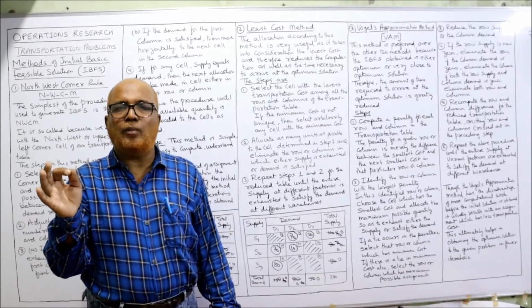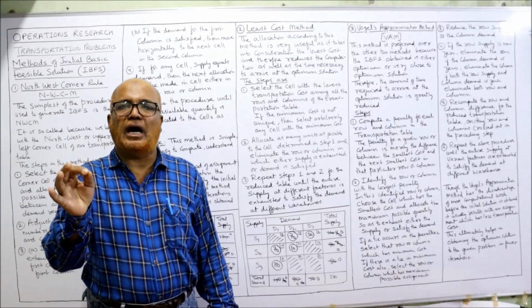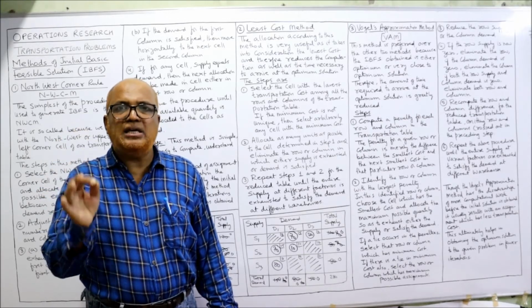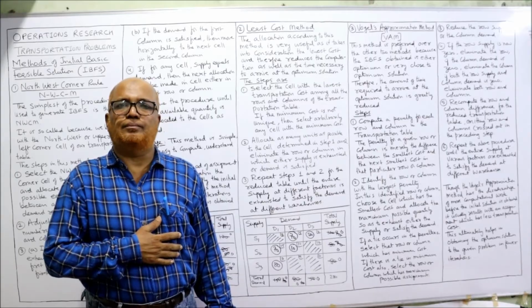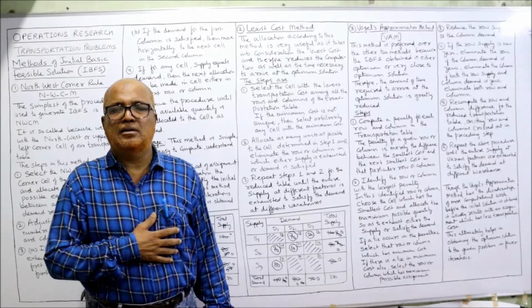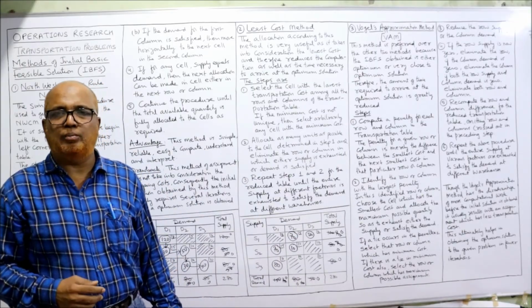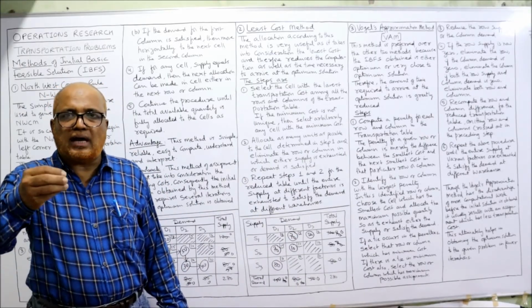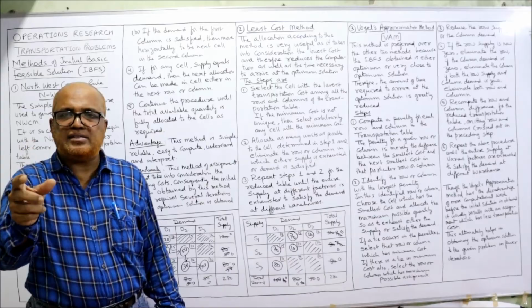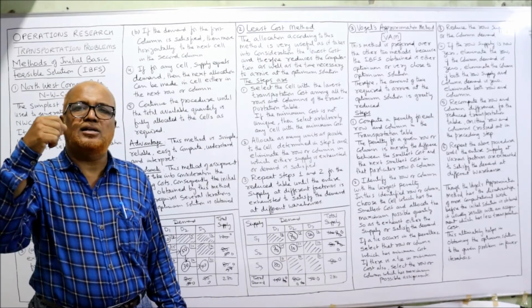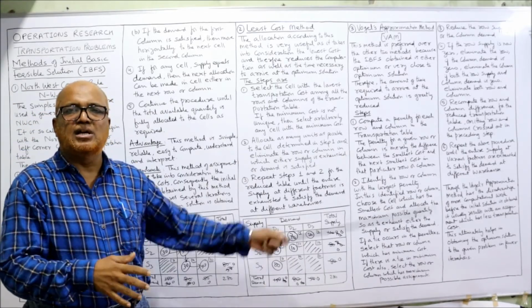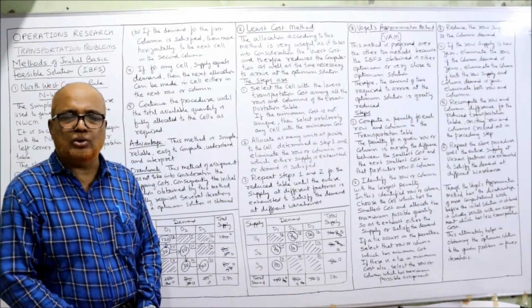VAM is the most appropriate method because after finding out IBFS, you can easily get the optimum solution. Very easily you can get. But making the IBFS by VAM is time consuming. A little more time is required to find out the IBFS. Once you get the IBFS, at a stone's throw distance, you can get the optimum solution.